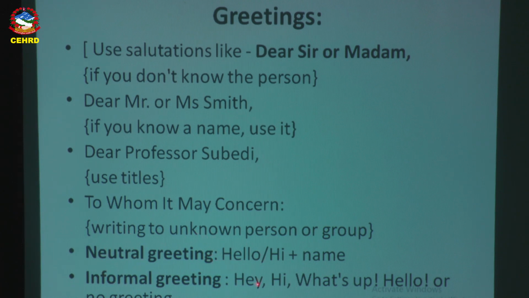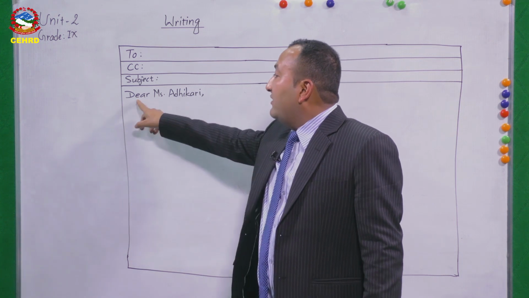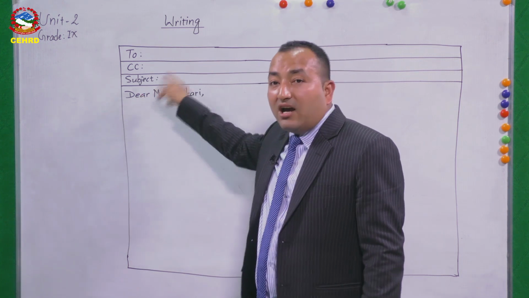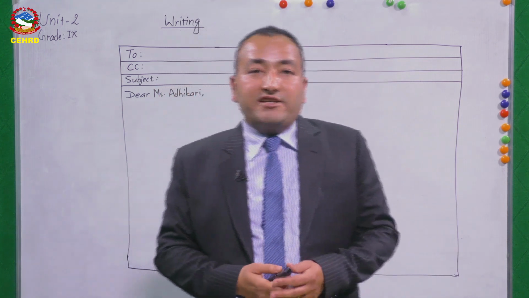A neutral greeting is like hello, hi plus name. Suppose, hello Ram, it's a neutral type of greeting, not so formal, and not so informal as well. But informal greetings are like hey, hi, hey, comma, right? Or you can simply write hi, comma. In place of writing dear Miss Adhikari, you can write hey or hi, then comma, and then from the next line, you can start writing the email.